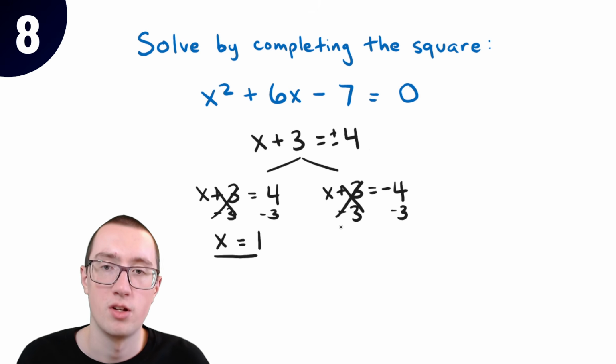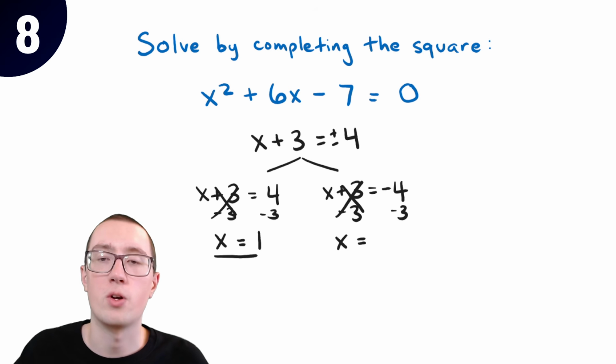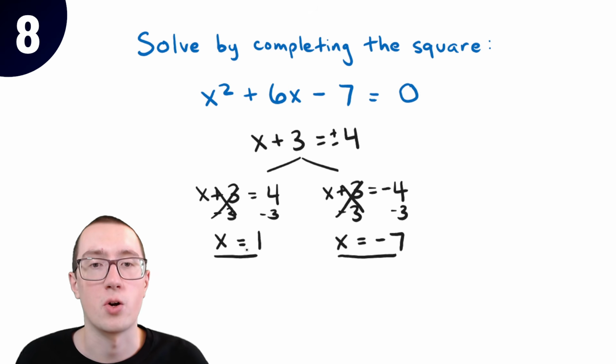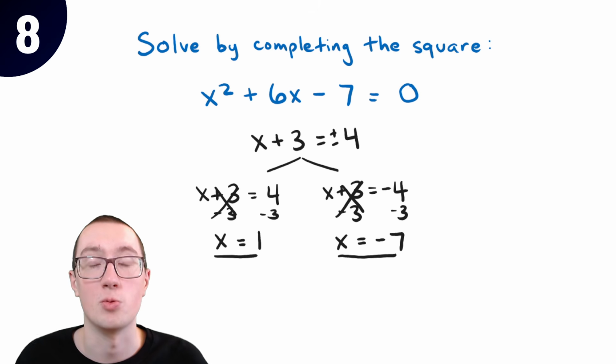So these cancel out. On the left side, we have x. And on the right side, we have negative 4 minus 3. So you lost $4 and then you lost another $3. So you're down $7. So negative 7. And there you go. We found our 2 answers. Our 2 answers to this equation are x equals 1 and x equals negative 7.